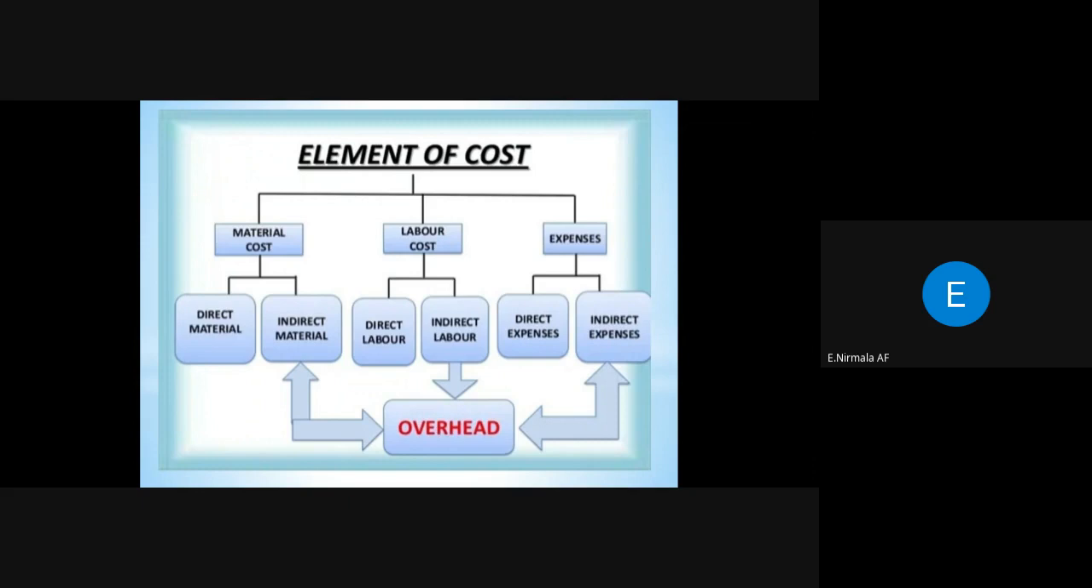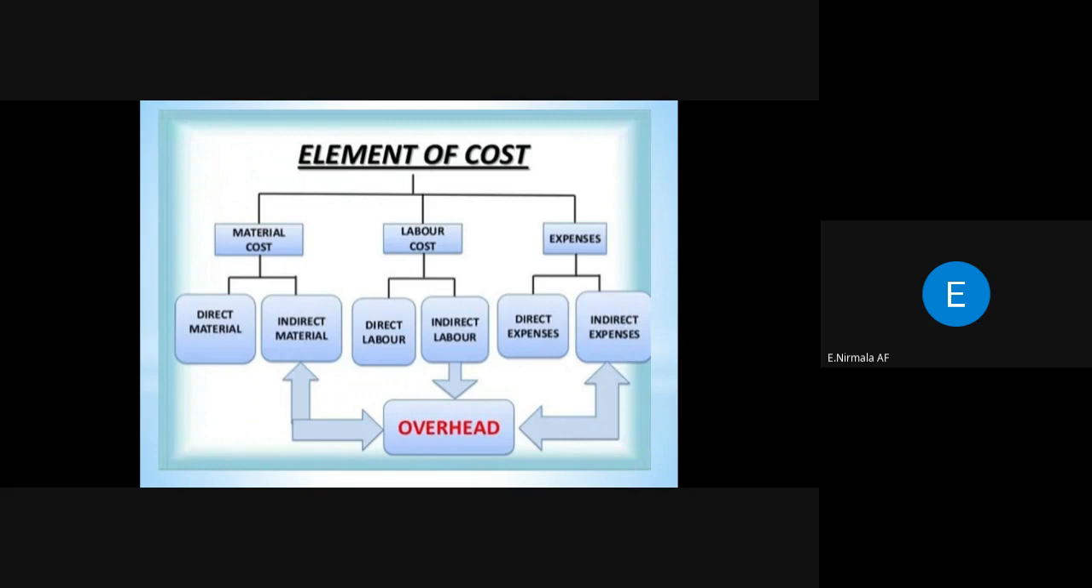The third element is expenses. That will be divided into two criteria. One is direct expenses and next one is indirect expenses. Now, direct expenses refer to the expenses that are specifically incurred by the company to produce a product. For example, carriage inward, factory lighting, coal, gas, water, and all.